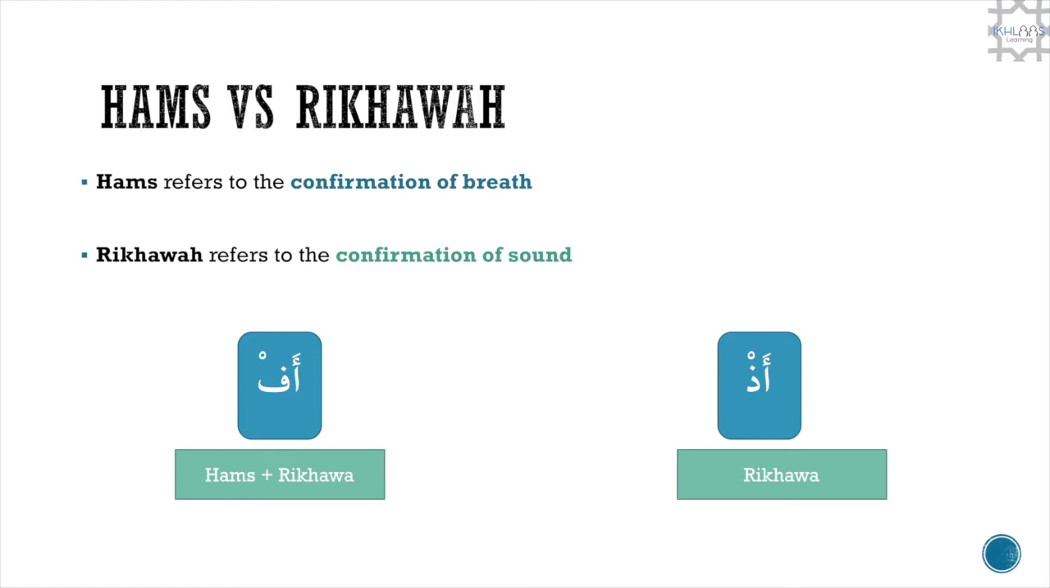The letter Dal comes under the term RIKHAWAH, which means the confirmation of the sound, which means sound flows. So you can hear that the sound is flowing. There is no airflow. For the letter Fa, we have the confirmation of air and we have confirmation of the sound, which means it is hams and RIKHAWAH. The air flows and the sound flows. So if you listen, af, so the air is flowing and the sound is flowing.